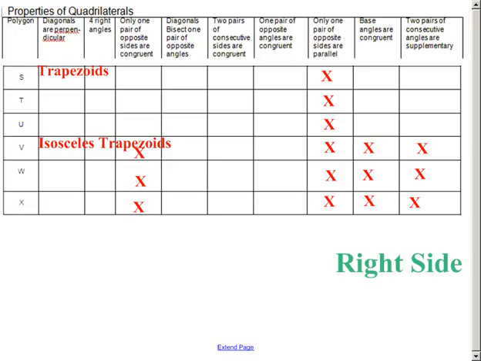Please make sure that we have the right side labeled for our trapezoids and isosceles trapezoids. One pair of opposite sides are parallel for all trapezoids. Isosceles trapezoids, only one pair of opposite sides congruent. Base angles are congruent, and two pairs of consecutive angles that are supplementary.